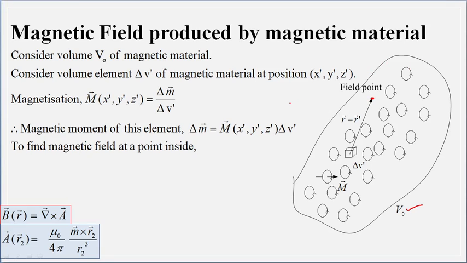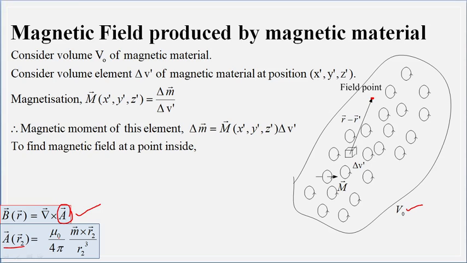So we'll find out what is the magnetic field produced at that point. To find that, we'll make use of this formula: the magnetic field induction B is the curl of vector A. Vector A is the magnetic vector potential. So first we'll try to find out the magnetic vector potential. And once you know that, we'll take the curl of that and find out the magnetic induction.